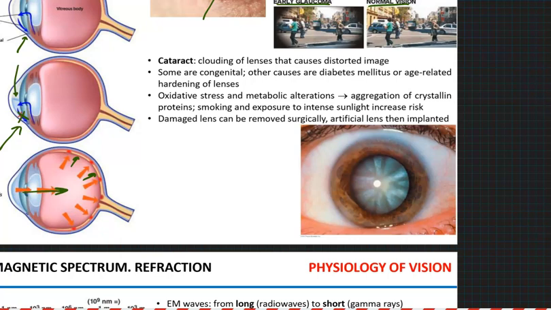I almost promise you that all of us are going to develop cataract. Just like we're all going to develop Alzheimer's. The question is, are we going to be old enough? Or are we going to die first? Okay?